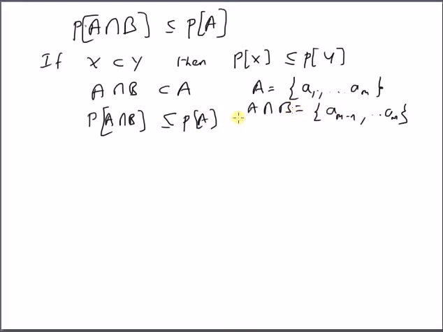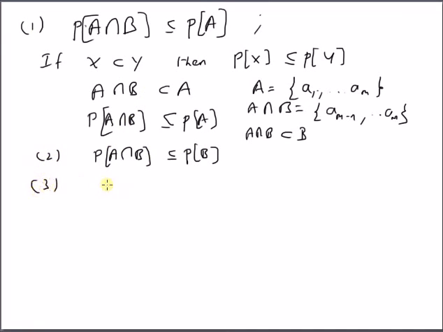And similarly, just like A intersection B is a subset of A, it is also a subset of the event B. Therefore, we can apply the similar inequality for these two events. That is, probability of A intersection B is less than or equal to probability of B. This is true because the event A intersection B is a subset of the event B. So this is the first theorem and also the second one.